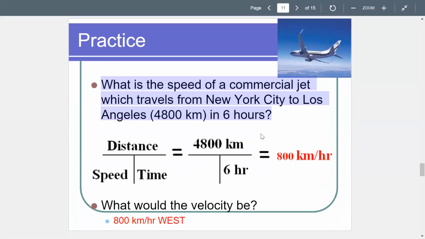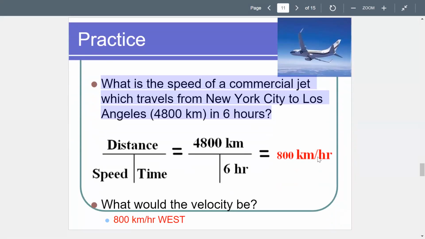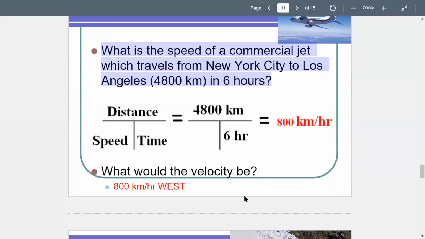All right, so the answer they give us is 800 kilometers per hour. That's our speed. Now it asks the second question of what would the velocity be? And remember, the velocity is speed with a direction. So it's still going to be 800 kilometers per hour as far as our number. But if you think we went from New York to LA, so we went west, the velocity would also include the information that the direction of travel was west.